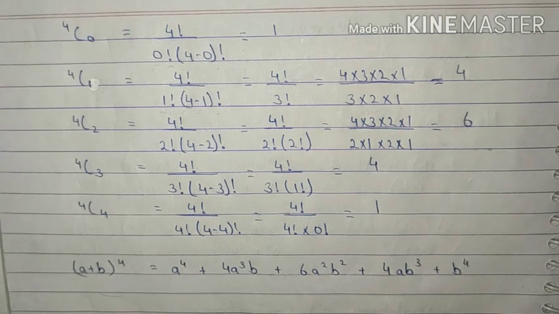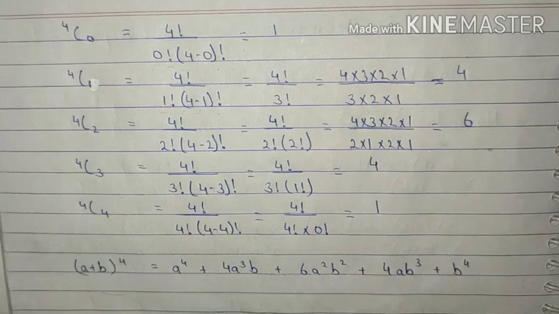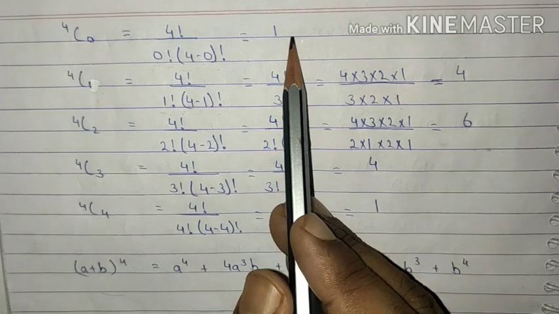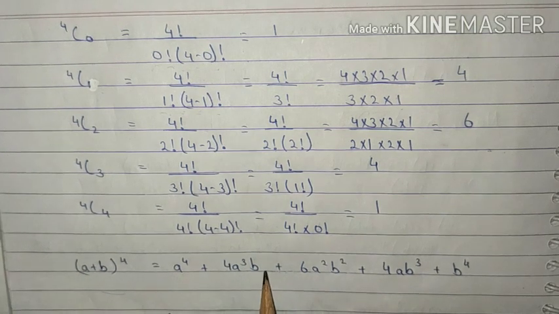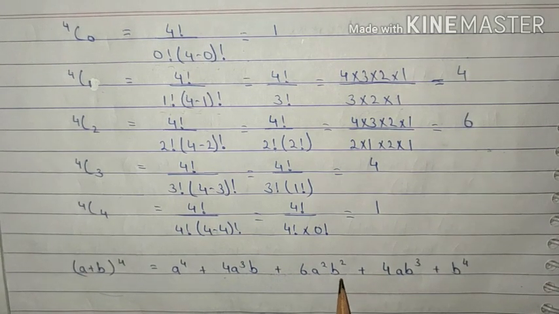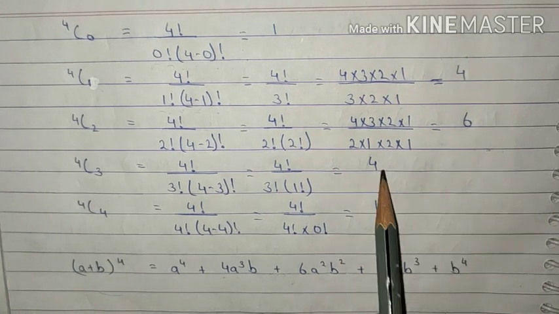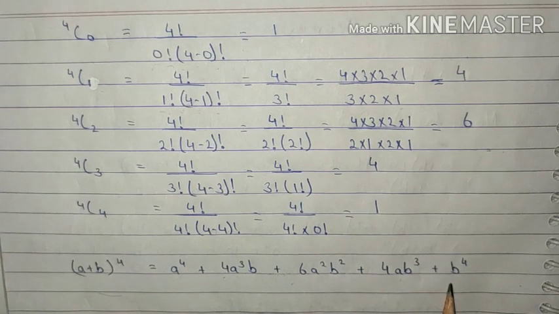Now if we compare it with the equation for (a plus b) raised to the power 4, we observe that the coefficient of a raised to the power 4 is 1, which is the same as this one. The coefficient of a cube b is 4, which is the same as this one. A square b square is 6. A b cube is 4, and finally the coefficient of b raised to the power 4 is 1.